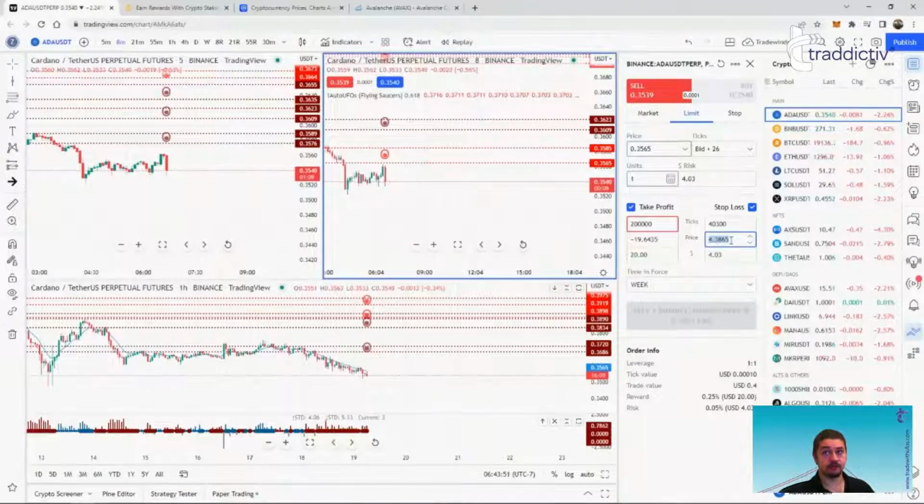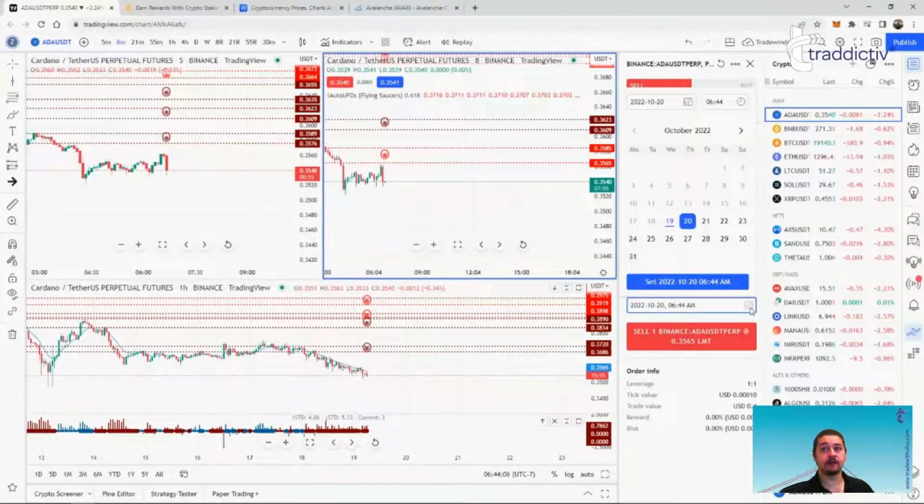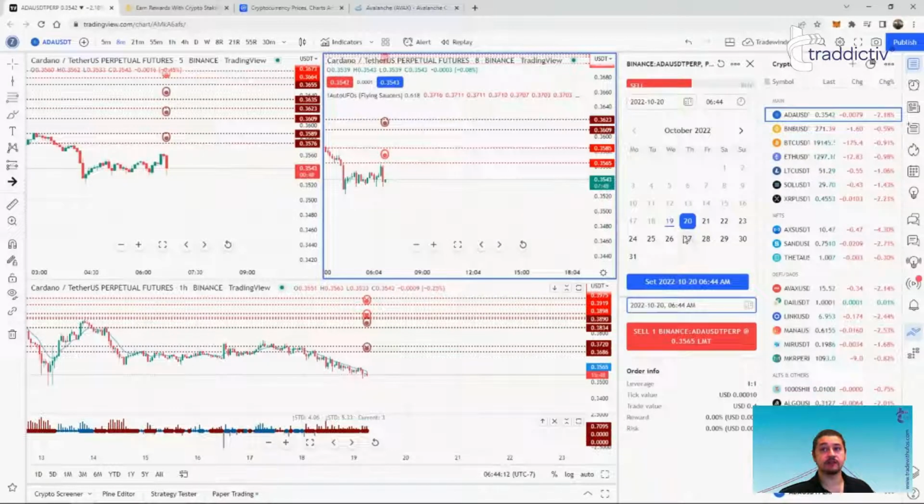So that was going to be 3589. Right, 24 ticks is either way. And we have 3 more hours for this to work, so we're going to make sure this expires by 10 a.m. today.